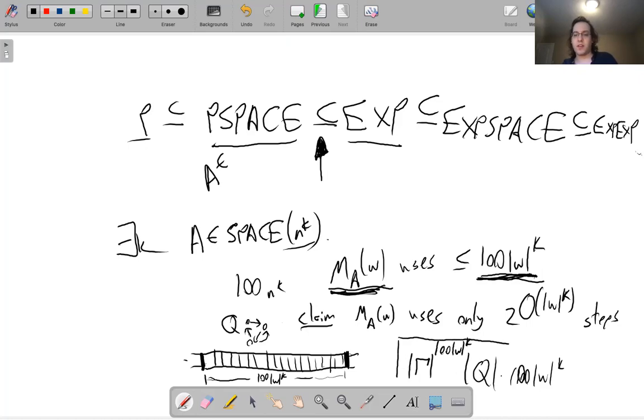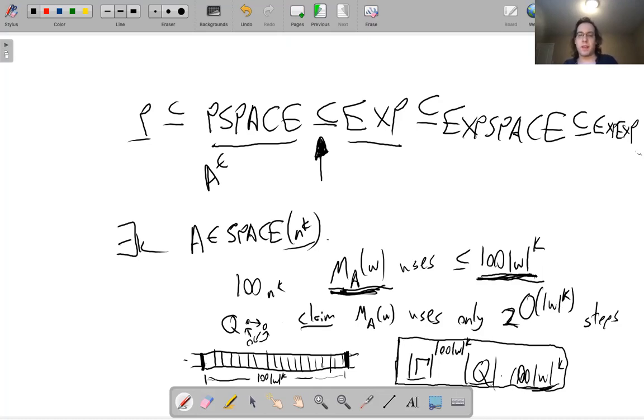So there are this many configurations. We know they cannot repeat, and because they cannot repeat, M of A run on W can have at most this many steps. And this is actually 2 to the big O of size of W to the K. You can verify that by using the fact that the size of gamma is a constant independent of the input, and the size of Q is a constant independent of the input. And then this is much smaller than 2 to the O of W to the K.